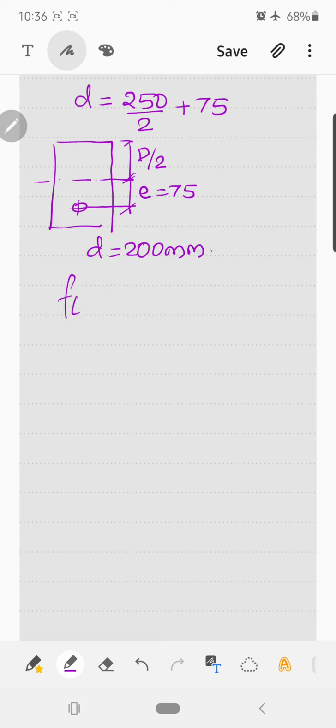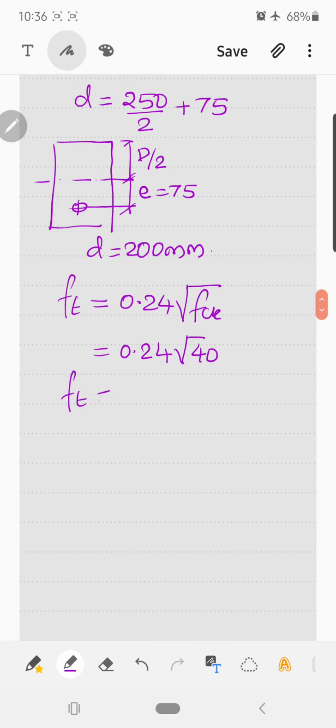Calculate tensile strength of concrete. Ft is equal to 0.24 root of FCK. So it is 0.24 into root 40. So Ft is 1.517.